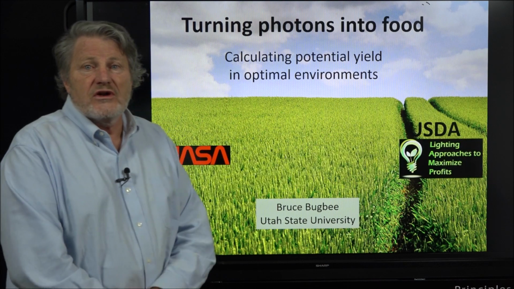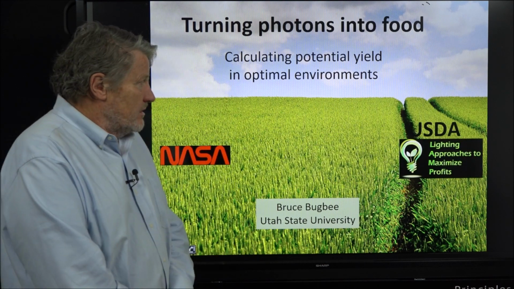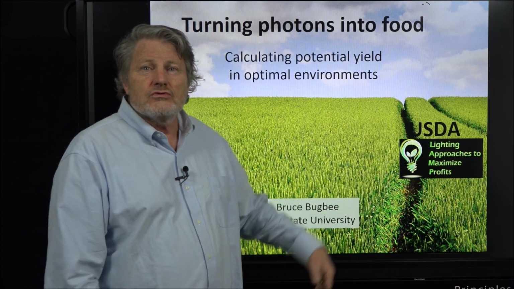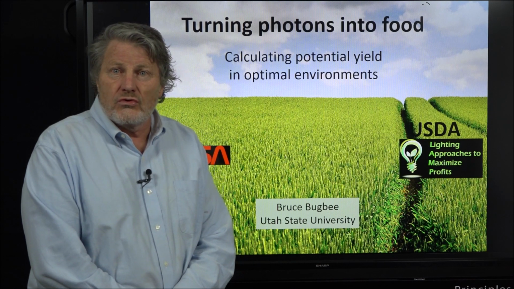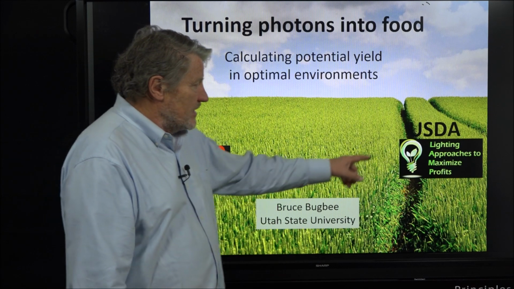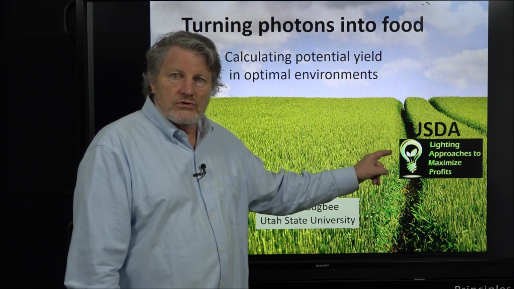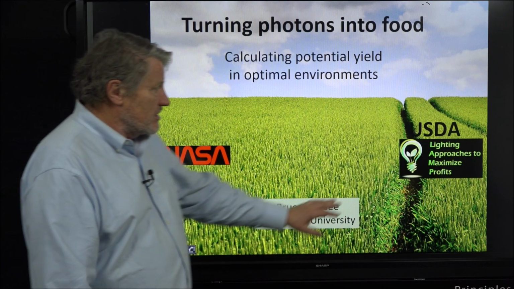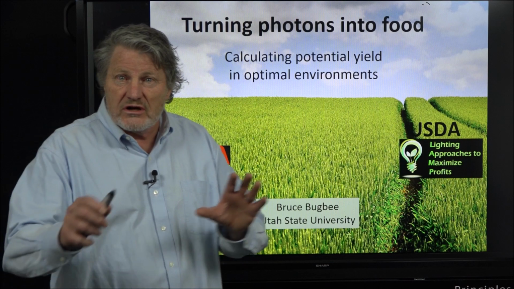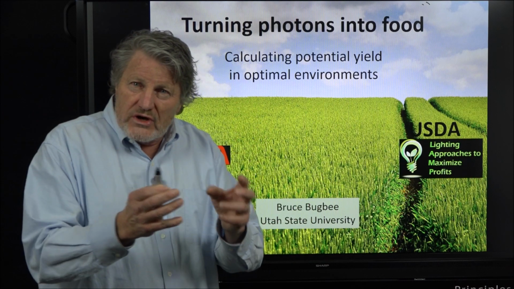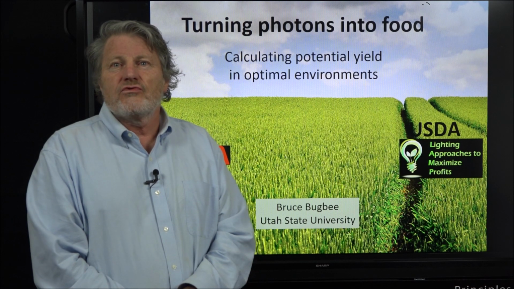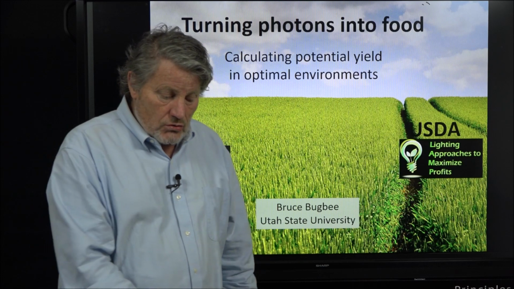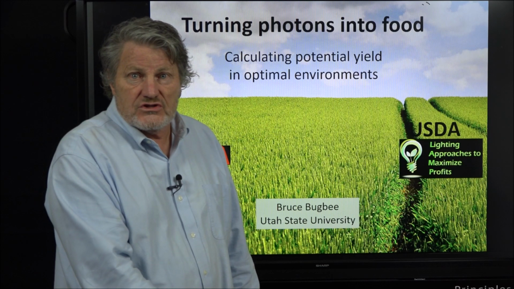Recently, we also got funded by the USDA, and this is a much more applied project, to look at the use of supplemental lighting in controlled environments. This project is called the LAMP project, Lighting Approaches to Maximize Profits. So this is a very basic research project. This is a very applied research project. And back and forth, we zero in on the reality of what we can get for food production in controlled environments.